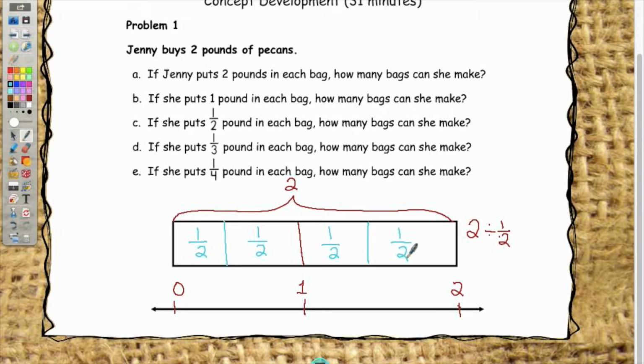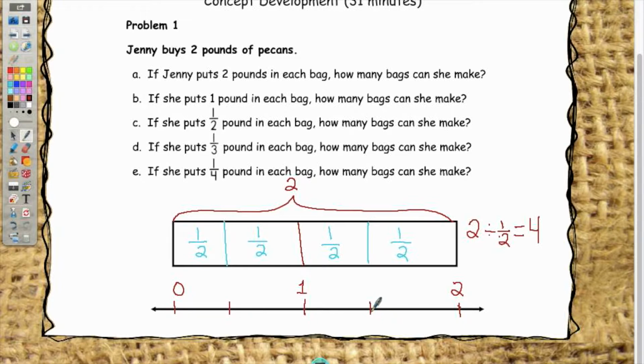What does this look like on a number line? All right, so now each one of these boxes represents the bags. So I'm going to go ahead and write my answer. What's my answer? 4 bags, right? Okay, so this is the easiest way to do the tape diagram. I mean the number line. Just put your tick marks right where you put those lines on the tape diagram.